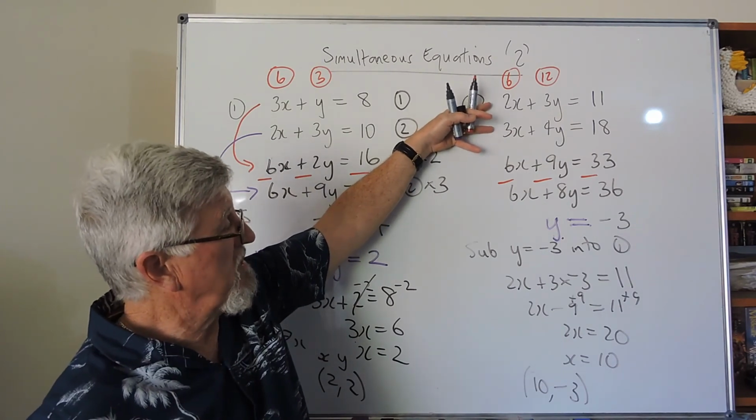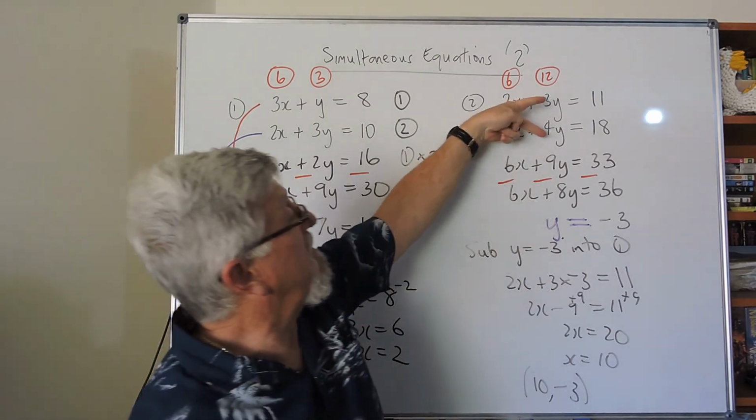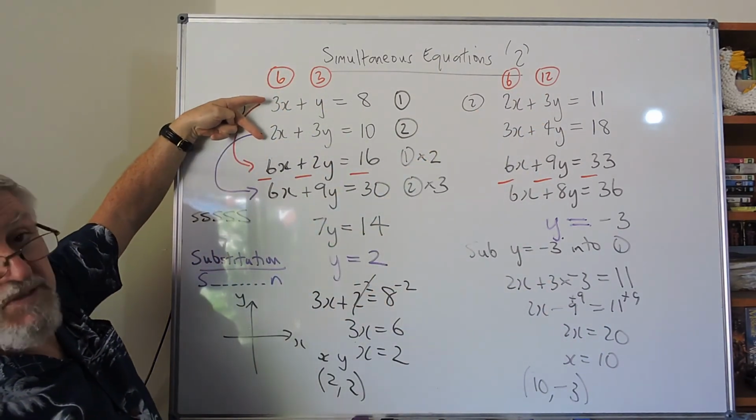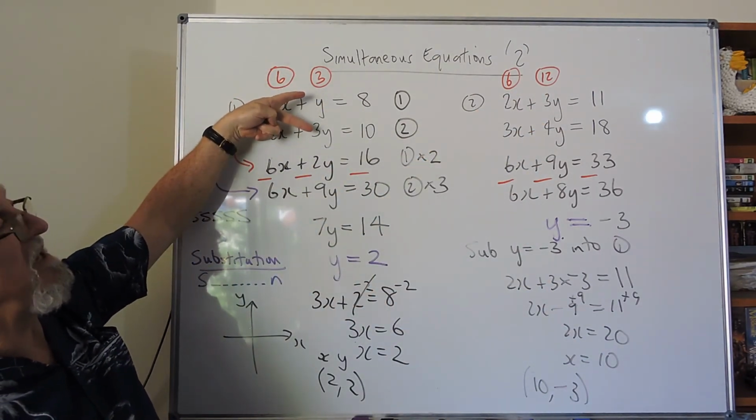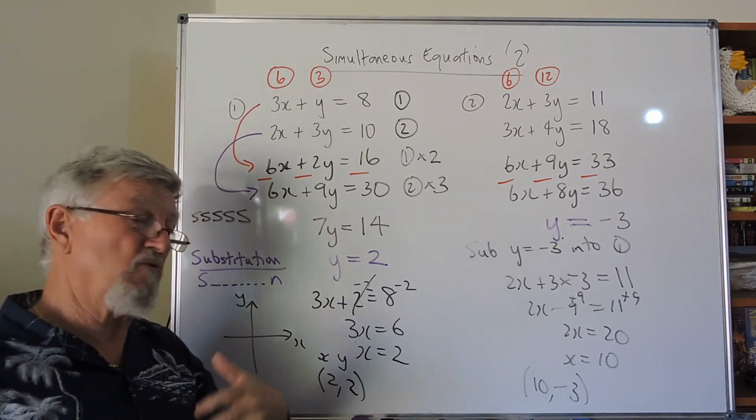So what we're doing is, we have to make that pair of numbers the same, or that pair of numbers the same. And the reason is so you can eliminate either the x's or the y's, and it's your choice which one it is.